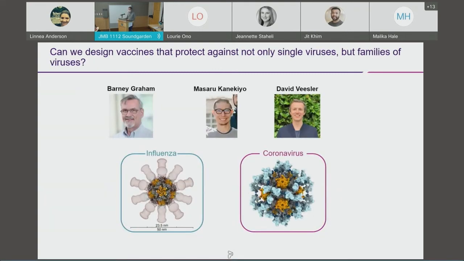And so I want to go through 2 stories in detail today, one on influenza and then one on coronavirus, on SARS-CoV-2. And really, ultimately, one of the questions that we're focused on now is, can we design vaccines that protect not only against a single virus, SARS-CoV-2, but against families of viruses, all SARS-like coronaviruses or sarbecoviruses. And both of these projects have been close collaborations with Barney Graham, who recently retired from the VRC, as well as Masaru Kanekiyo, who's still over there, and with David Veesler here in the biochemistry department at UW.